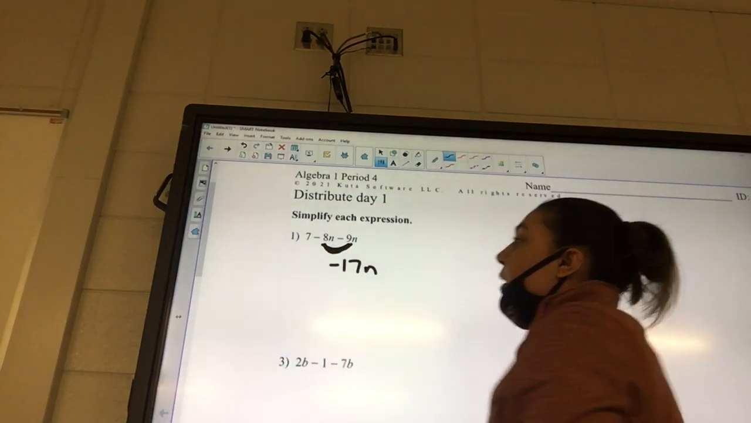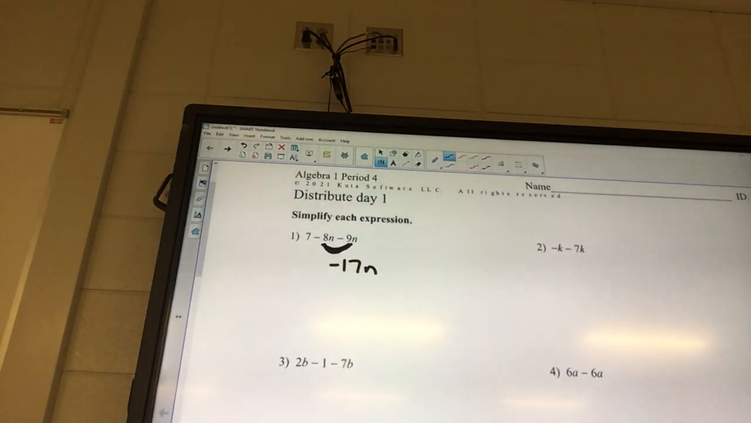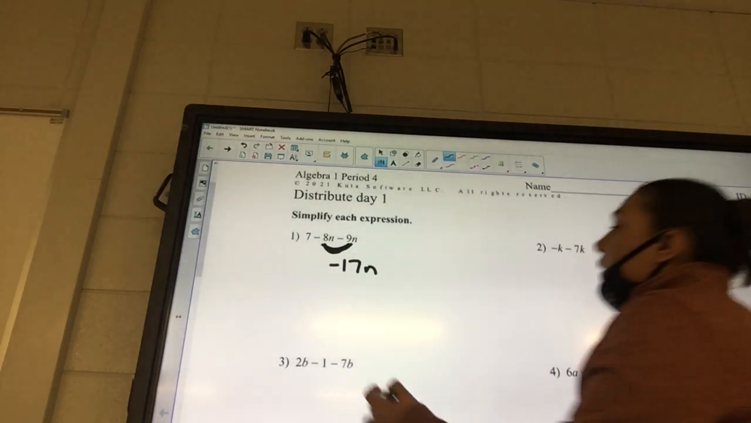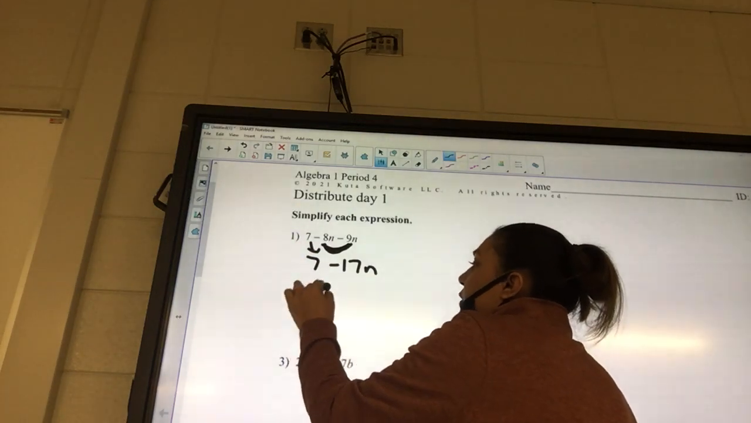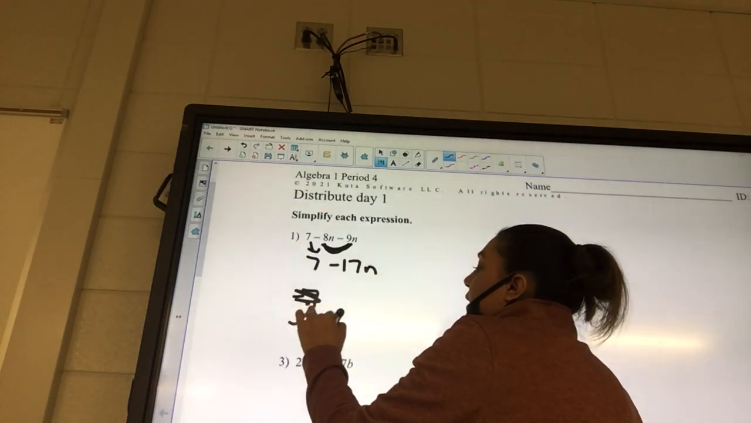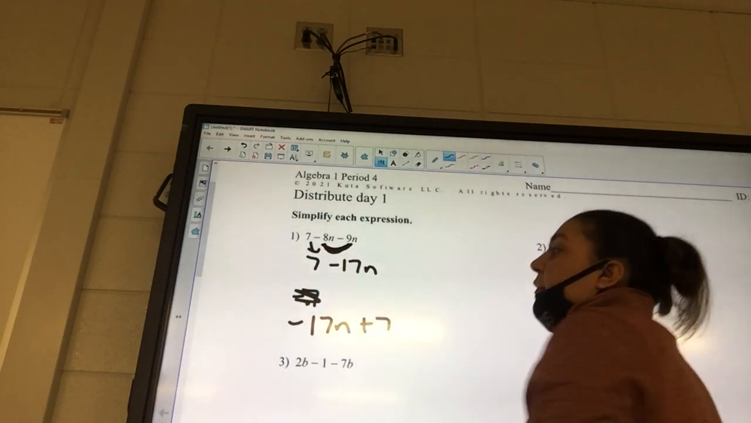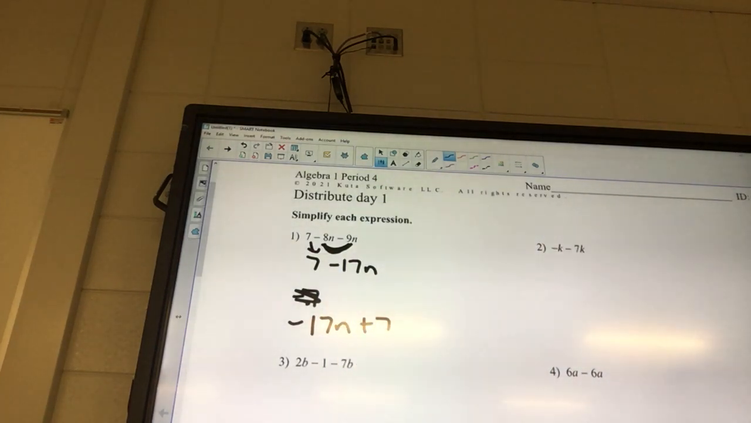And then what about that other 7? Can you put it with anything? You can't put it with anything, so you could just drop it down. Okay, and so you could write this 2 ways. Negative 17n plus 7 or 7 minus 17n. Either one of those would work.